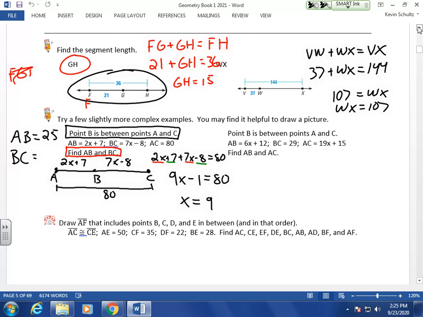Alan? 55. I'm sorry, but no. Julia? 48. No. 7x minus 8. We like to use a calculator. Sure. What do we get? 55. What was that? 55. I'm sorry, but no.